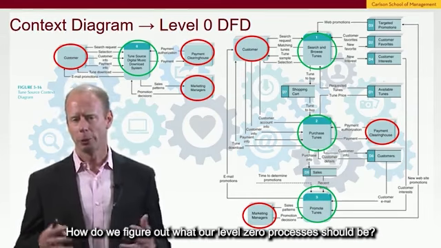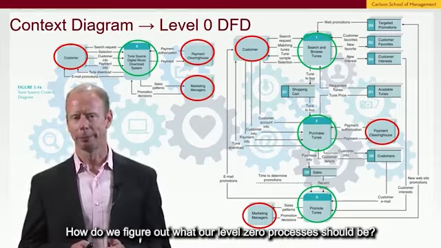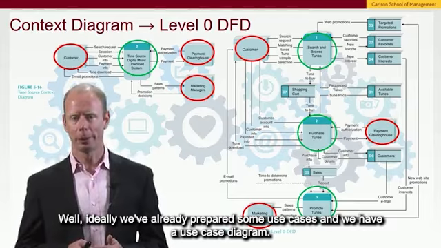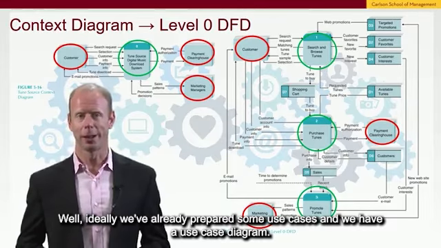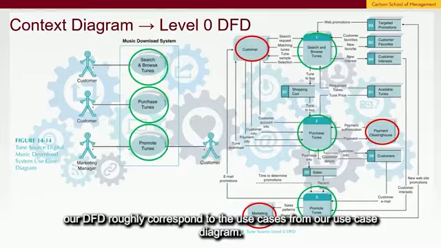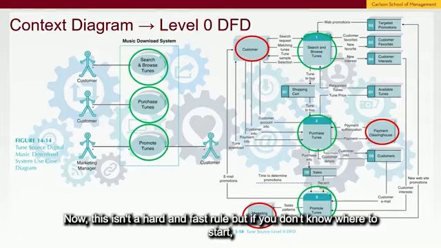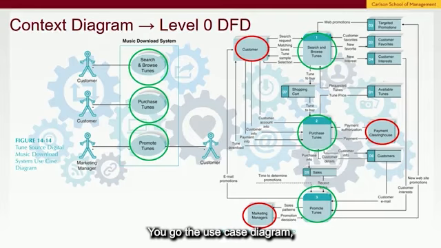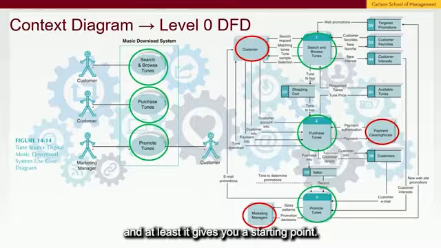How do we figure out what our level 0 processes should be? Well, ideally, we've already prepared some use cases, and we have a use case diagram. So let's go to that. We can see that the level 0 processes in our DFD roughly correspond to the use cases from our use case diagram. Now, this isn't a hard and fast rule, but if you don't know where to start, this is a good place to start. You go to the use case diagram, pull the use cases, make those your level 0 processes, and at least it gives you a starting point.